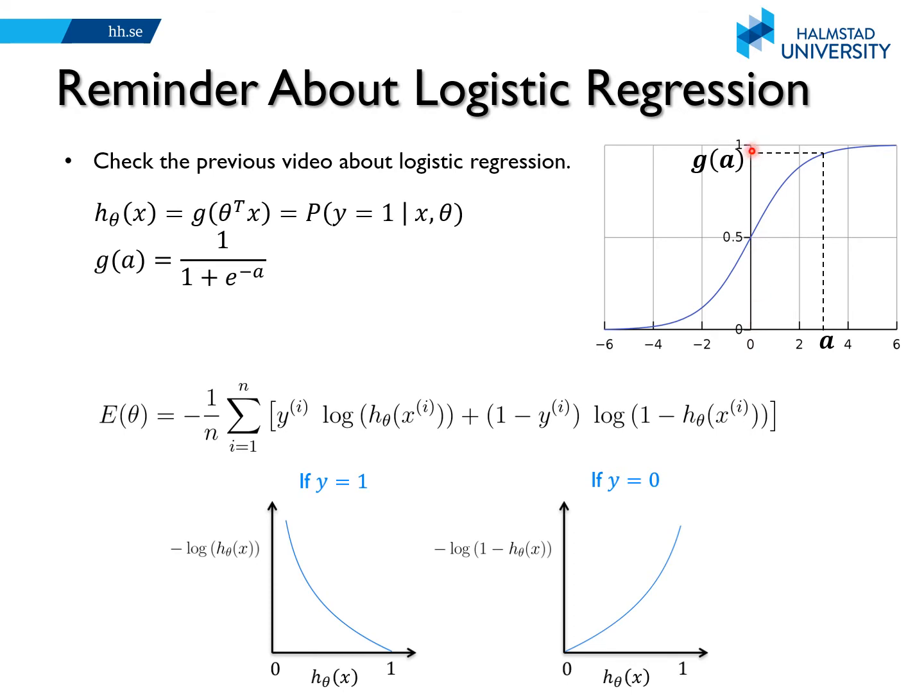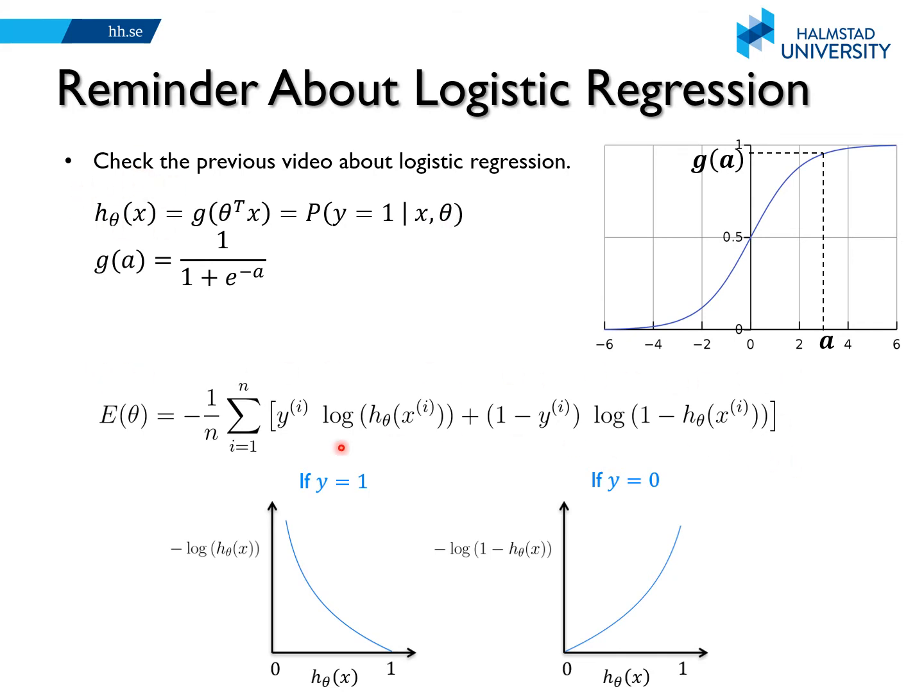And this output is interpreted as a probability. So given some input x, the predicted output is actually the probability that x belongs to class 1. So the probability that the output is 1 given x and the parameters vector theta. So that's the hypothesis function.